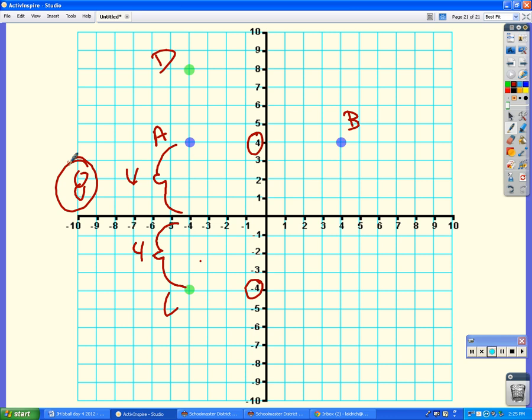Yeah, you said C. Oh, I said C to D? Yeah. You're right, I meant C to D. Okay, I understand now. All right, so you have to go all the way up 8 there, right? Okay, so it's 12. So that would be 12. Okay, now I know how to do it. Okay, good. I screwed that up. All right, sorry.